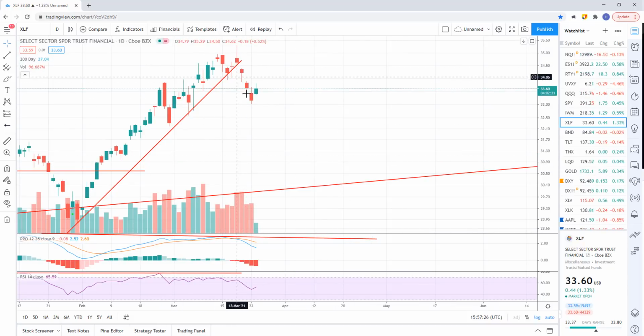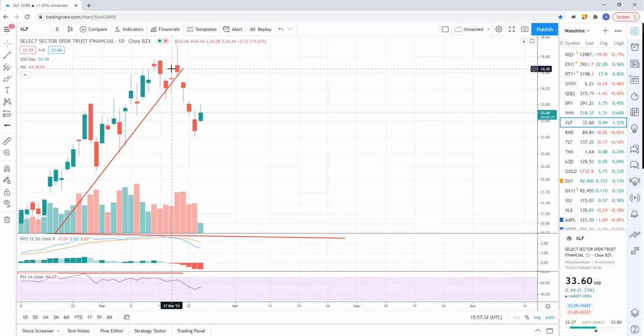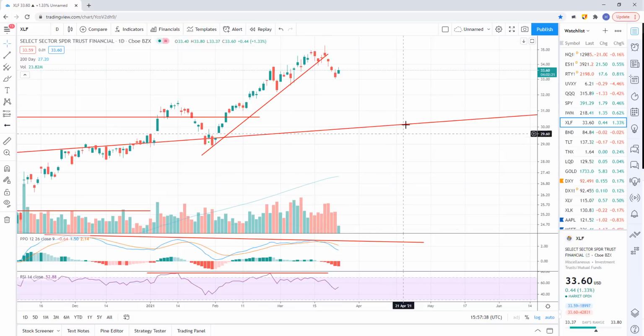We broke that. Pretty impulsive breakdown. Three days of selling with a reversal doji up there at the top, and so that looks like a good sell signal. So yeah, we're probably going to bounce a little and continue to roll over. Down here, the next area of support would be down around 30 bucks.